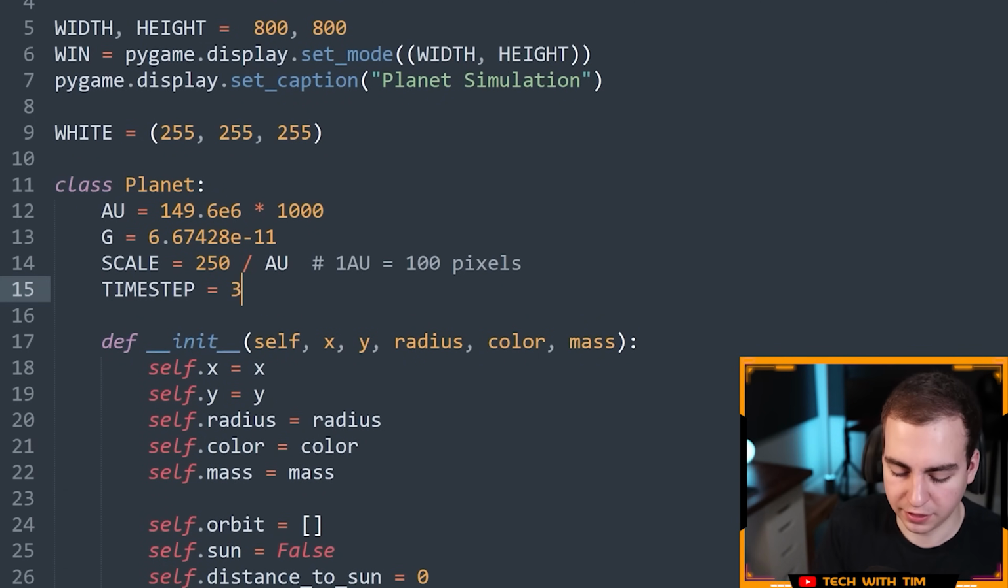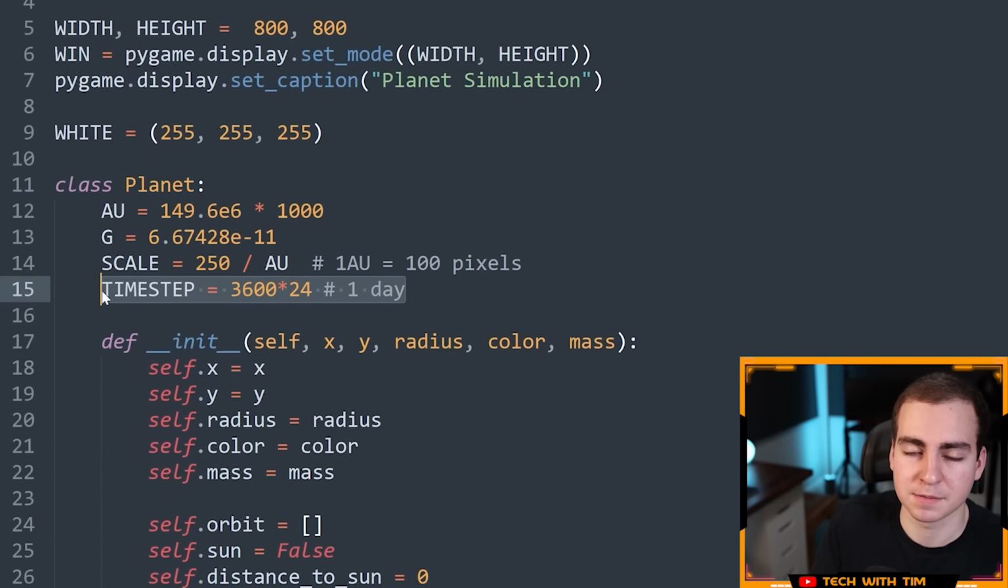So what I'm going to do is say 3,600, which is the number of seconds in, what is this, in an hour? Yeah, I think this is the number of seconds in an hour. And then I'm going to multiply this by 24, and that's going to give me 1 day. Okay, so this is representing 1 day. I'm pretty certain that is correct. If you go 60 times 60, that gives you 3,600, and then multiply that by 24, and that is the time step that we're going to be doing the simulation on. So 1 day at a time, we'll be updating the planet.